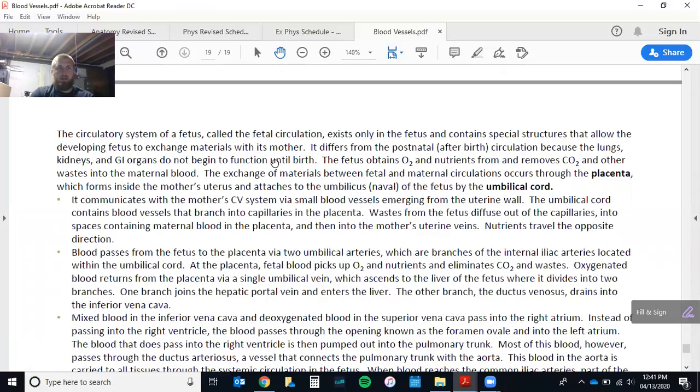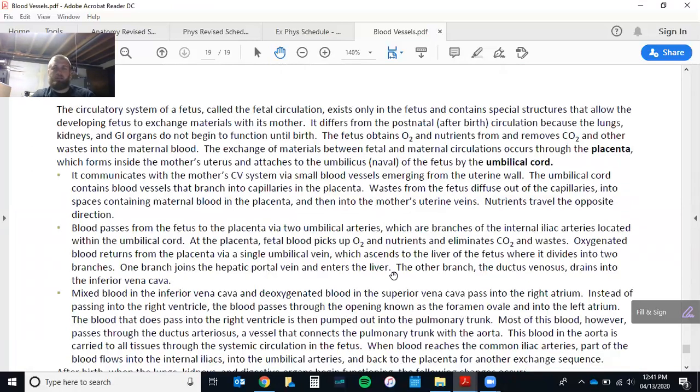Okay. Very last slide we'll talk about, this isn't in that, and it's not a coloring slide, but it helps summarize something we talked a little bit about in our last lecture, and that's how our circulatory cardiovascular system has to change after we're born because of things that change about us. So let's just read through and it'll make more sense as I roll through. The circulatory system of a fetus, what we call the fetal circulation, exists only in the fetus. It contains special structures that allow the developing fetus to exchange materials with its mother.